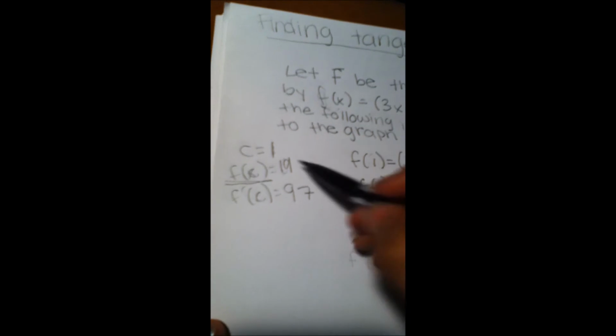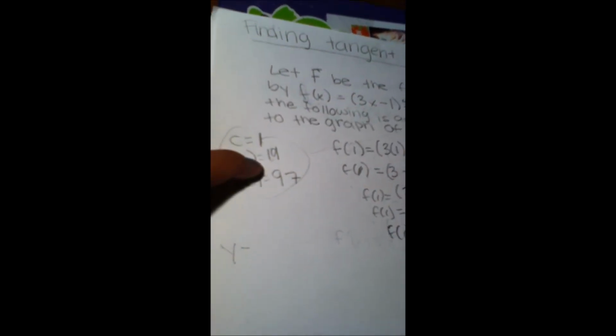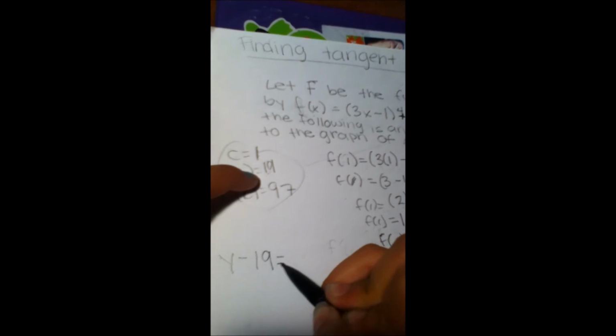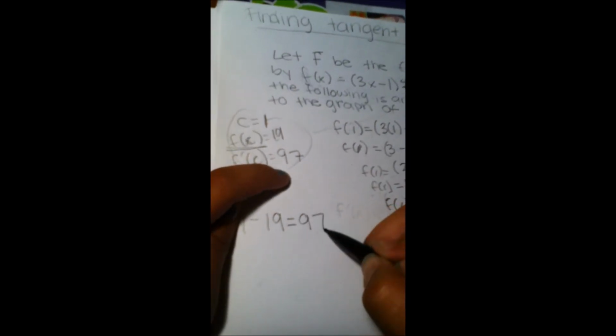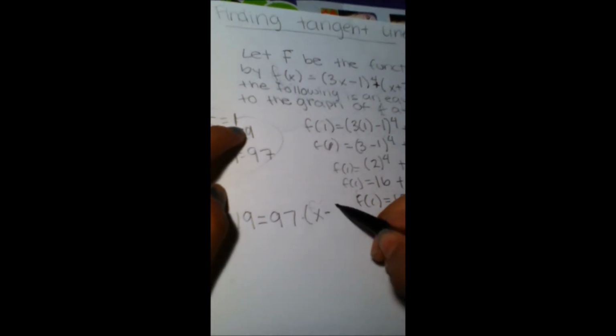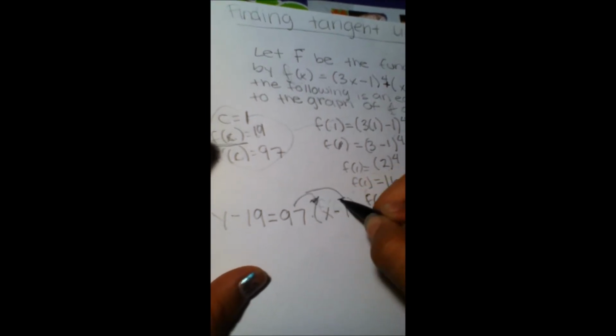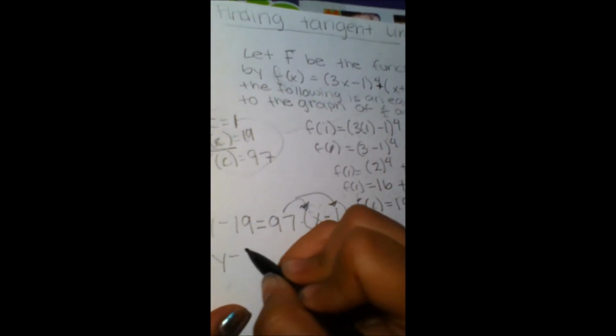Therefore, we found the 3 parts, and we're going to plug into the equation. Y minus f of c, which was 19, equals f prime of c, which was 97, times x minus c, which was 1. Now we're going to distribute.